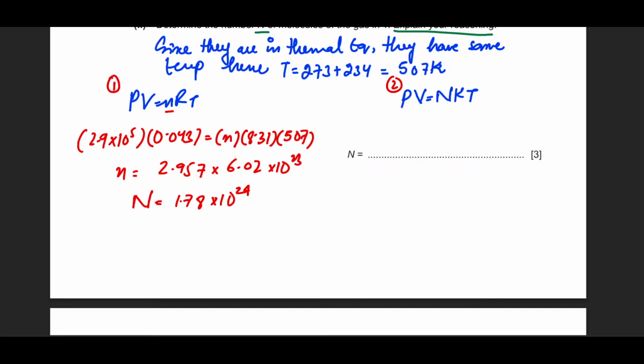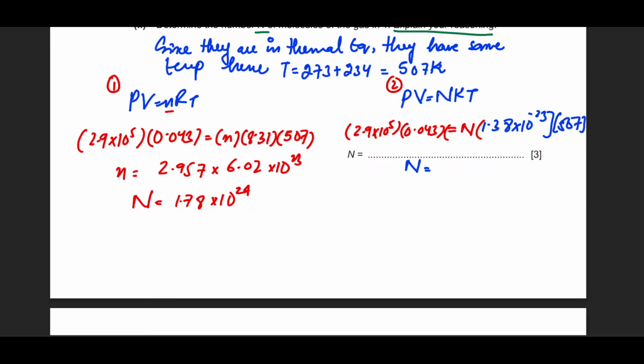If you use the second method, then again, plugging in the values gives you 2.9 into 10 raised to power 5. Volume is 0.043 equals N, where N is the number of atoms now. This is already multiplied with Avogadro's number, that's why we don't know what this capital N is going to be. So k is the Boltzmann constant, which has a value of 1.38 into 10 raised to power minus 23. And the temperature is 507 Kelvin.